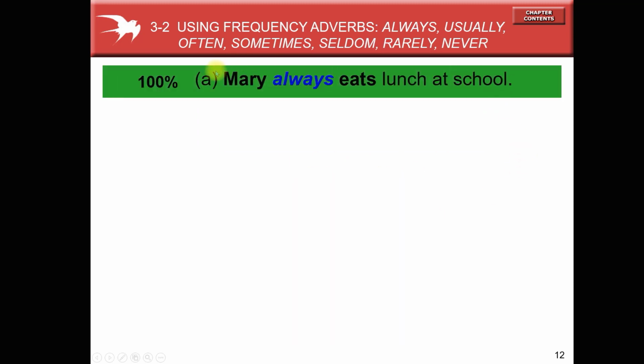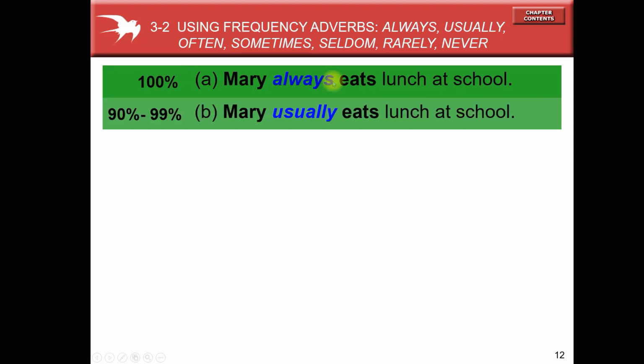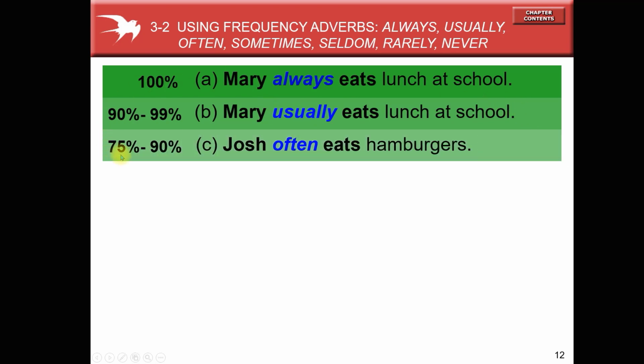Now, let's look at this. 100% is represented by always. Mary always eats lunch at school. Always, 100%. From 90 to 99%, usually. Mary usually eats lunch at school. From 75 to 90%, we use often. Josh often eats hamburgers.